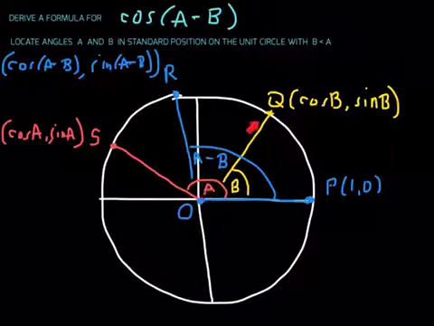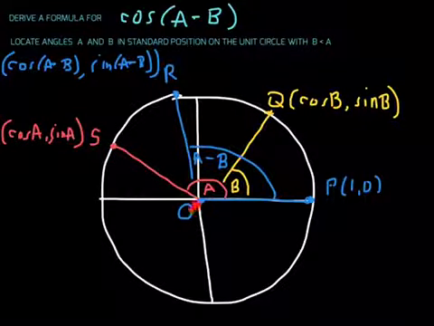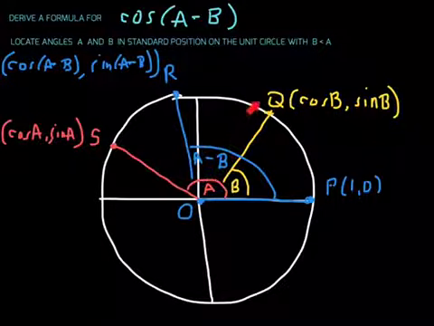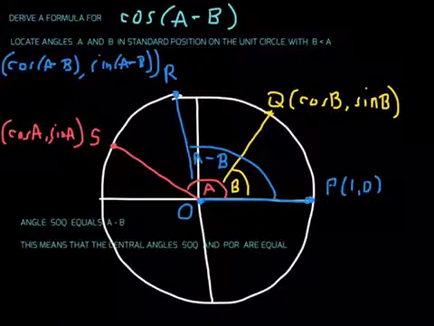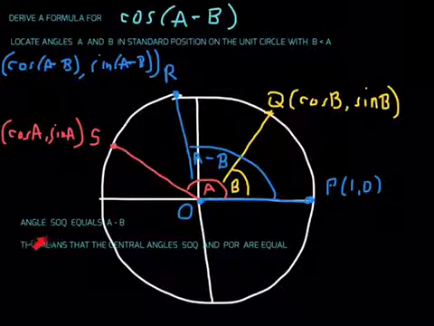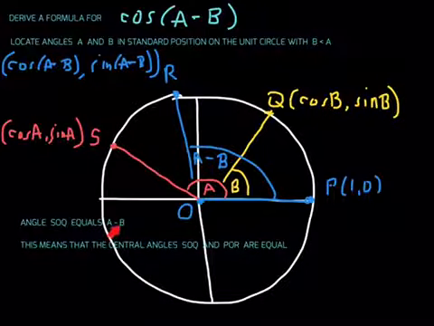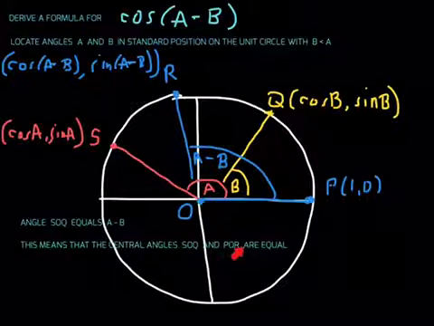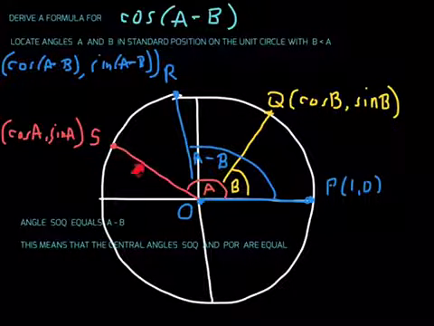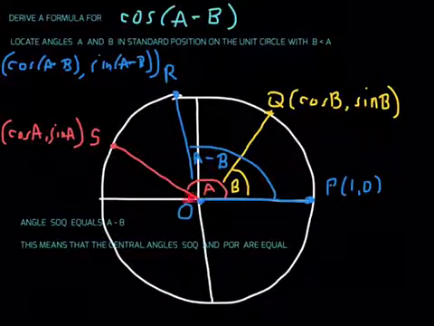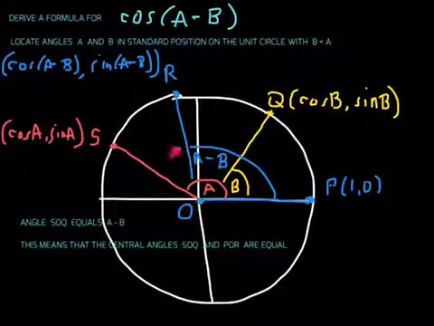SOQ. You should determine that the measure of angle SOQ is A minus B. So I have angle SOQ equals A minus B. That means, notice that the central angles SOQ and POR are equal. SOQ and POR have the same measure.